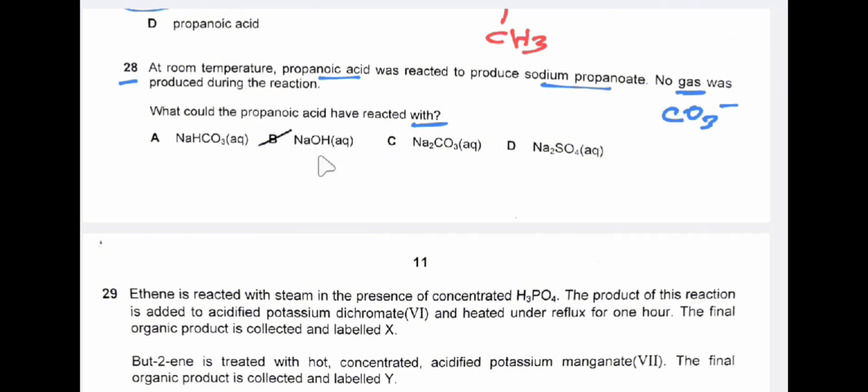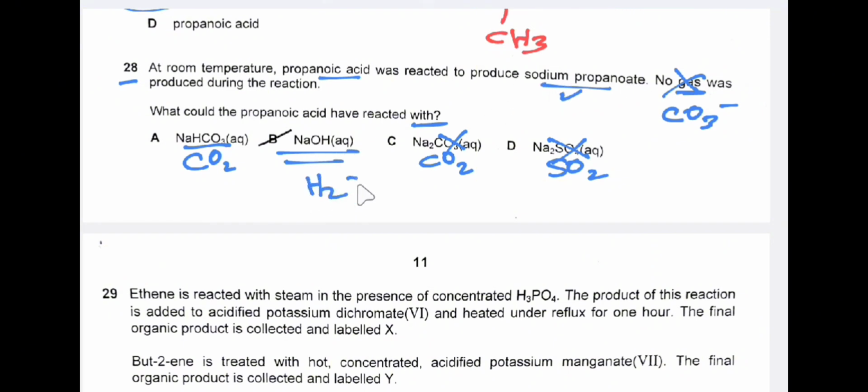So sodium propanoate, that means it is not sodium hydrogen carbonate, because after the reaction with sodium hydrogen carbonate, sodium propanoate forms, but a gas, that is carbon dioxide, forms, and here it is mentioned that no gas is formed, so this is wrong. Then here also carbon dioxide forms, so this is wrong. Then here the reaction with Na2SO4, probably, I am not sure, but here sulfur dioxide is formed, maybe, but this is not given in our syllabus, so we can just avoid. But we can confirm that the reaction with sodium hydroxide causes the formation of sodium propanoate, and also water is formed, that is H2O, and this water is in the liquid form, so the answer is B.